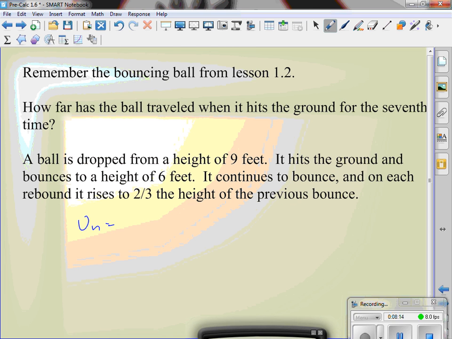U sub n equals. Now we got to figure out what the formula is first. U sub 1 is 6. U sub 0 was 9 because we haven't dropped it yet. Okay. Now, what's my r? Right there is my common ratio. So I have 2/3 to the n minus 1.